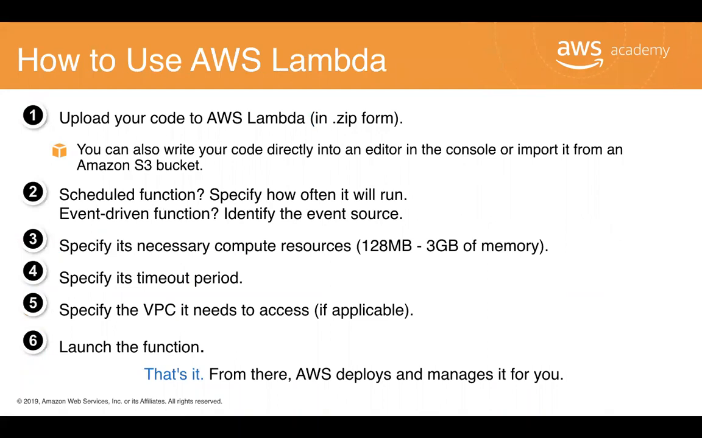So how do you use Lambda? Well, there are 6 steps outlined on this slide. We're going to be going through this in a little bit when we do the walkthrough. So first, you upload your code. You can do this through a zip file, or you can store it on an S3 bucket. Second, you can schedule a function to run at a specified frequency. Next, you'll want to specify the amount of compute resources, as we mentioned earlier, in terms of gigabytes of memory, and also the timeout period. Finally, you'll specify the VPC that contains these resources and where you'll want to launch the function.